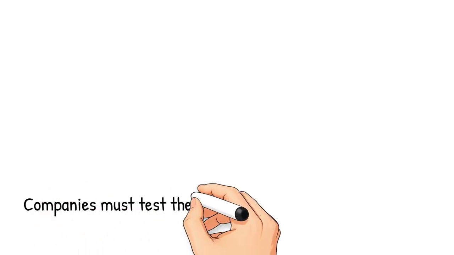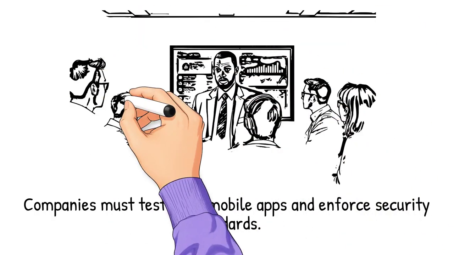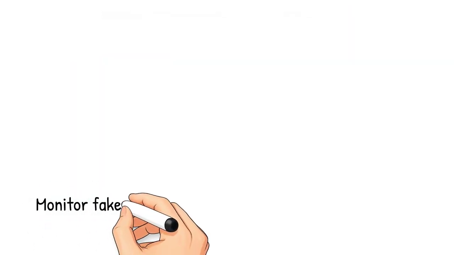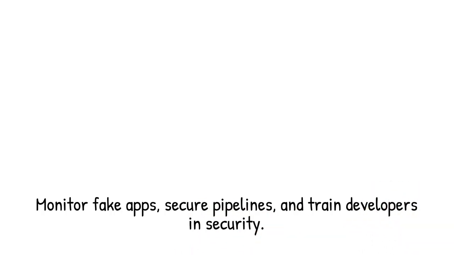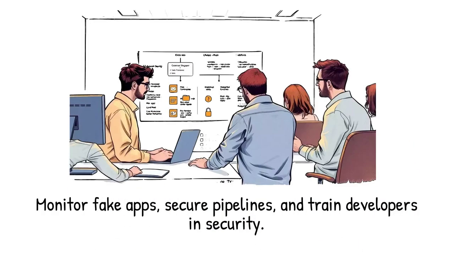Companies should conduct regular mobile penetration tests to uncover vulnerabilities. Sensitive apps require MASVS Level 2. Enforce secure coding standards, protect API keys, and use runtime protections like RASP to ensure strong defense. Firms must also monitor for fake apps, secure their CI/CD pipelines, and train all developers in secure coding. A security-aware workforce and hardened development process significantly reduce risk.